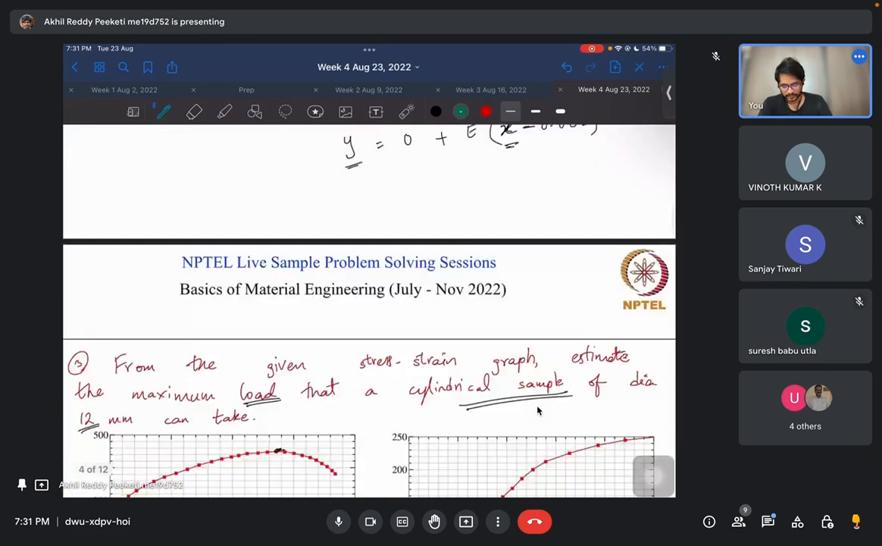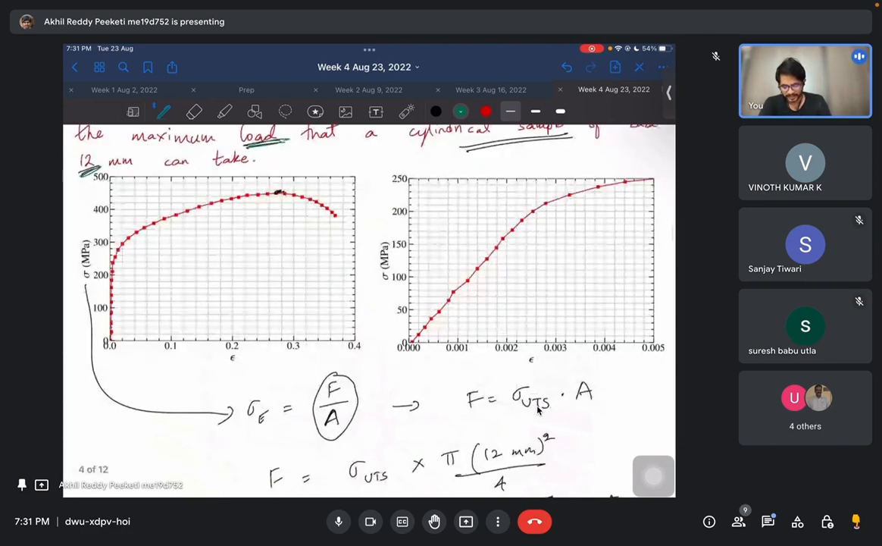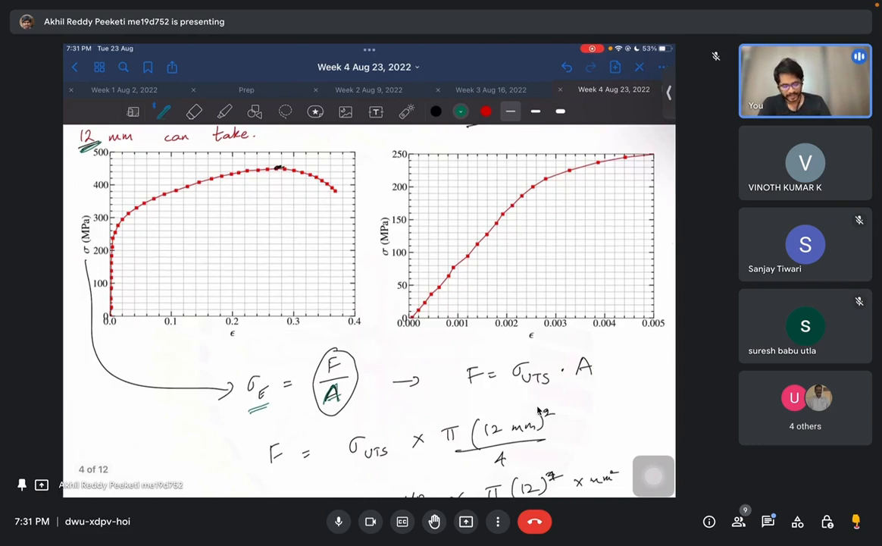Yeah. So, for the third question, we were given the stress strain graph, same as before. We were asked to calculate the maximum load that a cylindrical specimen of diameter 12 mm can take. The maximum load will usually be at the point where the ultimate tensile strength is. Here we are given the engineering stress, which is the ratio of the force to the initial area. And the maximum load will be at the maximum stress, which is the ultimate tensile strength.